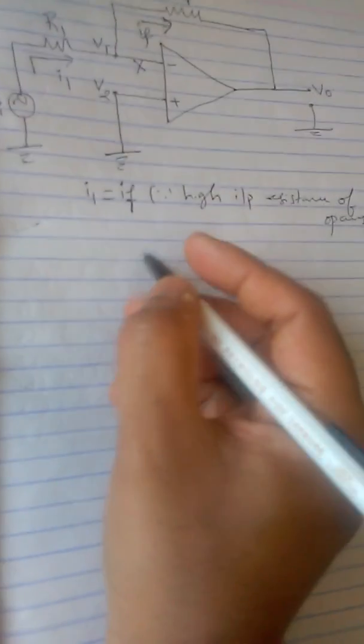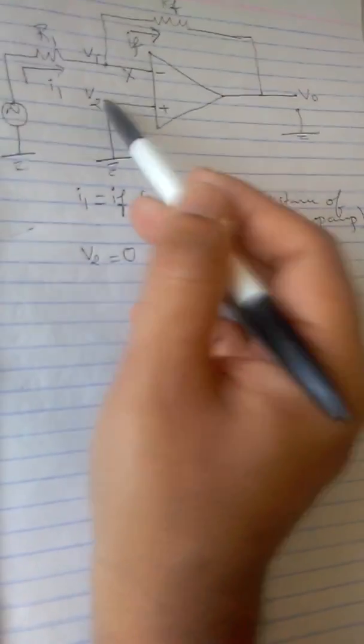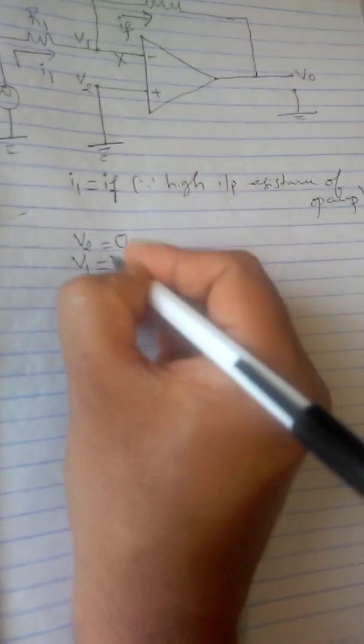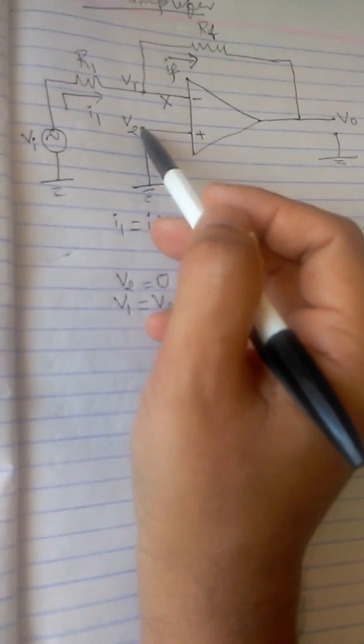Say this terminal is V1 and this is V2. Now we'll see, can I write V2 equal to 0? V2 equal to 0 because the non-inverting terminal is grounded, and we have the virtual ground concept, V1 equal to V2. Whatever voltage appears at V2, the same voltage will appear at V1 also. So I can write V1 equal to 0. I can call this equation number 1.